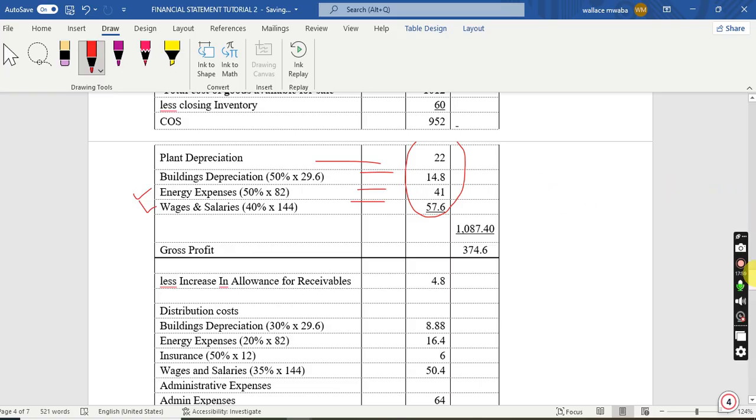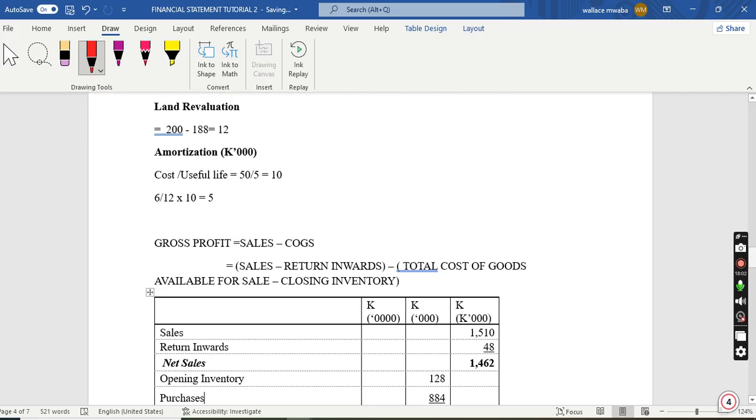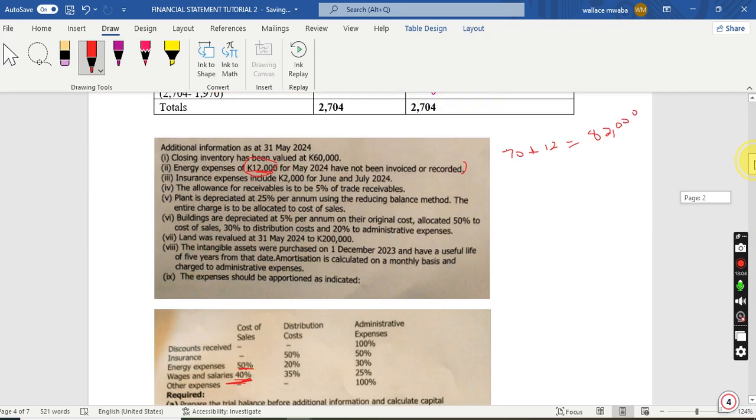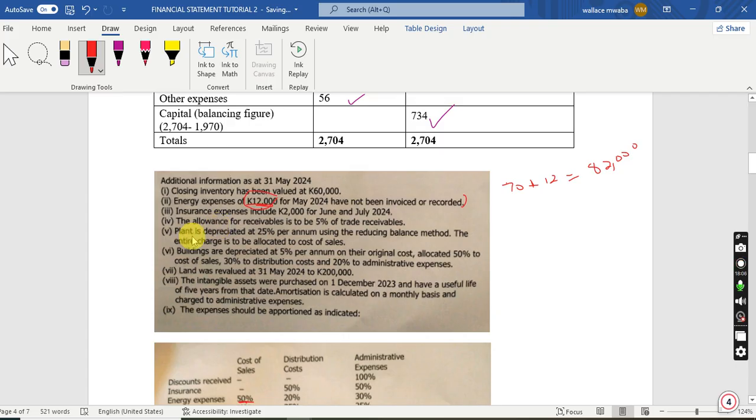Then the depreciations. We start with plant depreciation. Plant is depreciated at 25% per annum using the reducing balance method. The entire charge is to be allocated to cost of sales.